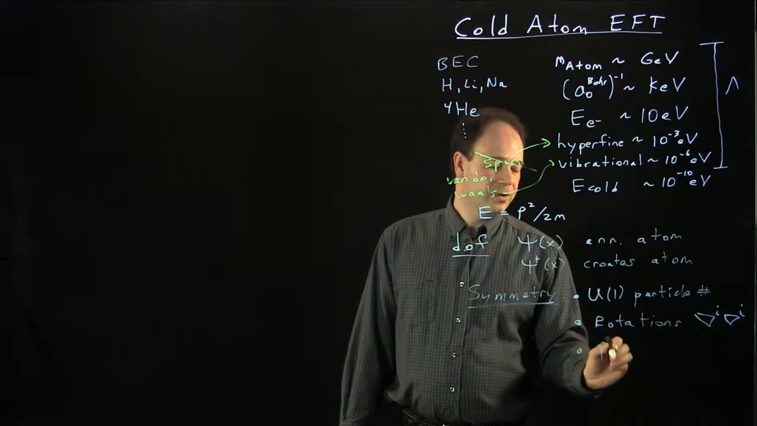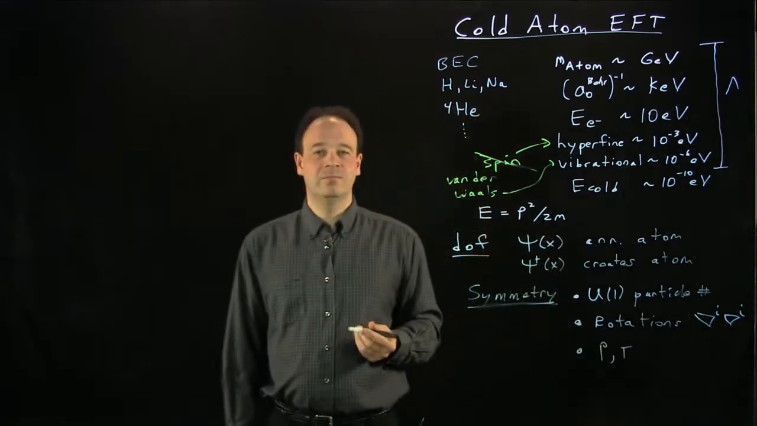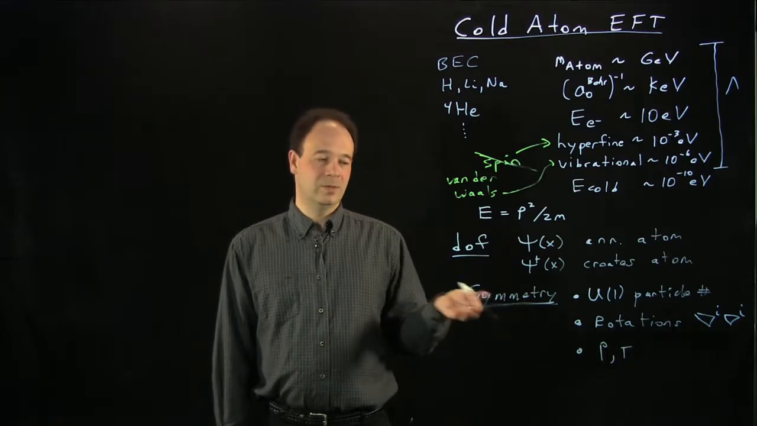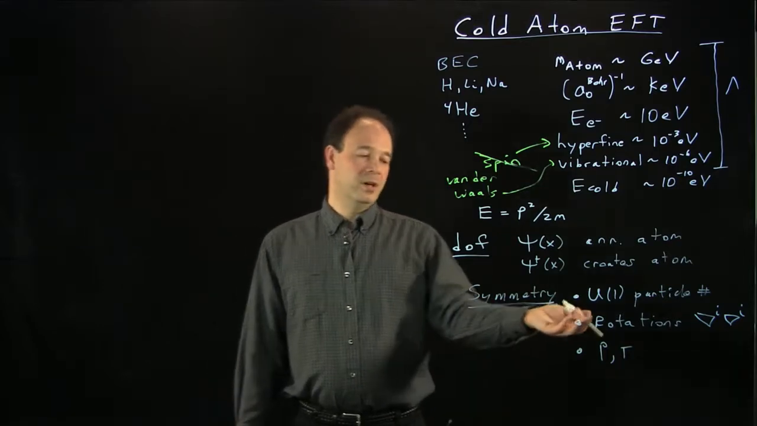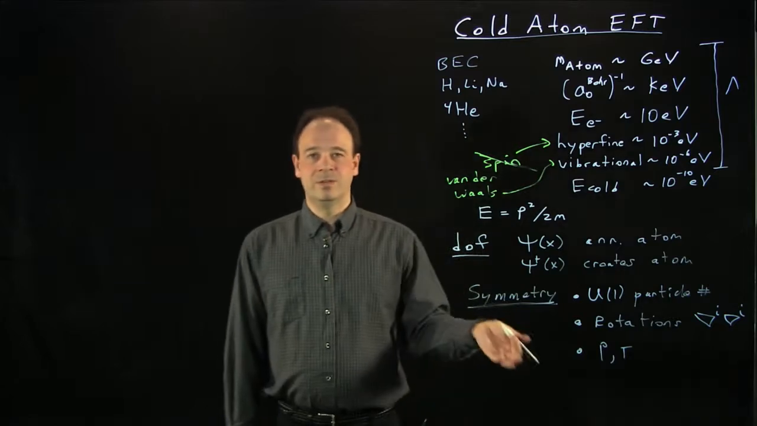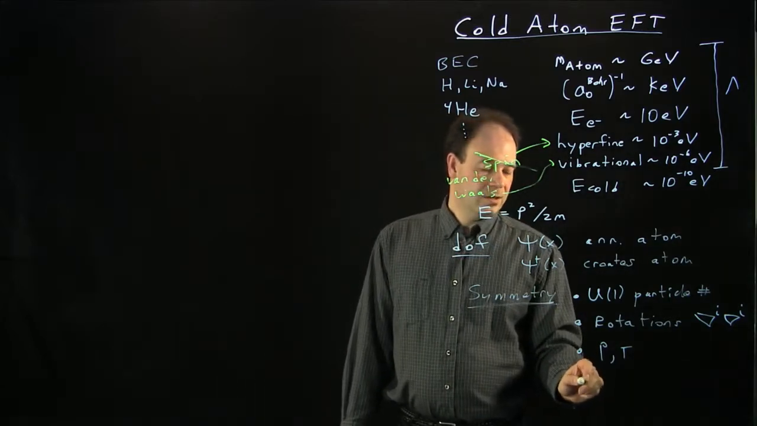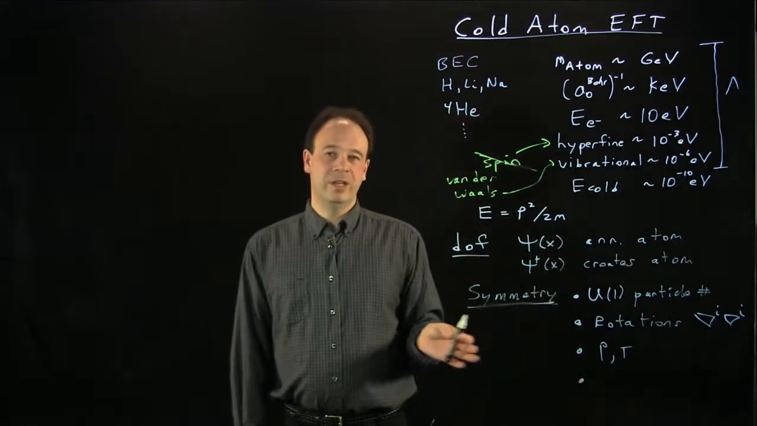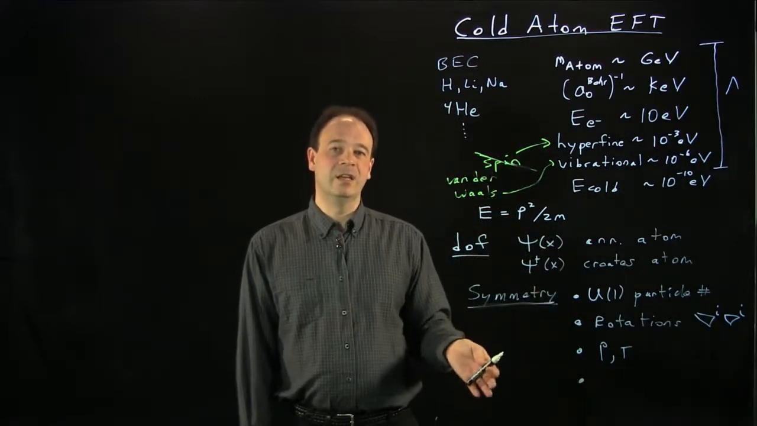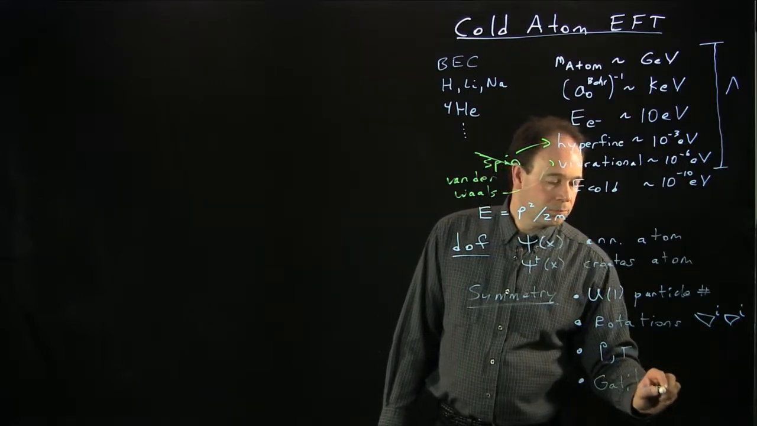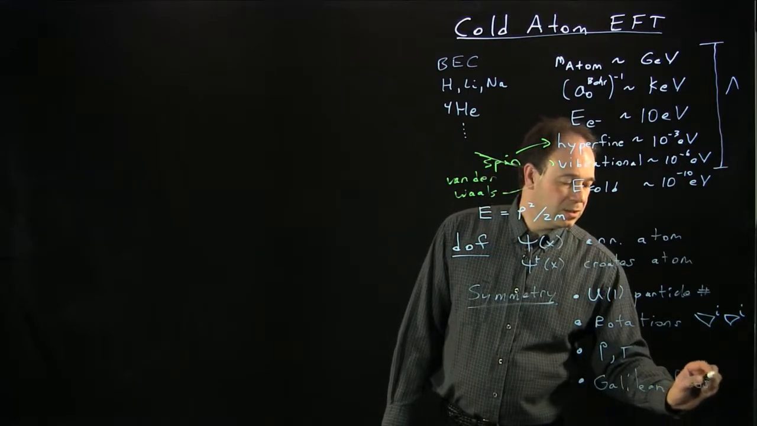Other good symmetries are things like parity and time reversal. Very often those are good symmetries. Charge conjugation's of course broken because we don't have the antiparticle. But parity and time reversal may still be good symmetries that we can impose on our construction of the Lagrangian. And then finally, there is a remnant of Lorentz symmetry related to the boosts, and that's the Galilean boosts. This one is a little bit special.